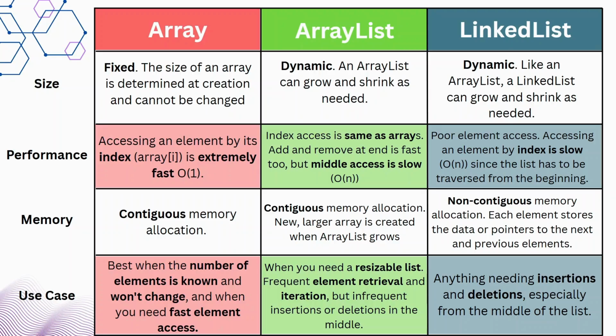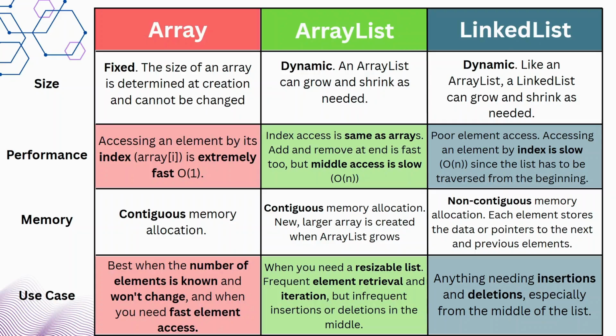Then you should use a LinkedList, which is also dynamic, but it doesn't use a single memory block. Instead, each element stores the data along with pointers to the next and previous elements, hence its non-contiguous memory allocation structure. The pointer structure makes it incredibly fast to insert or delete elements, which is denoted as O(1), especially in the middle of the list because you only change a few pointers and don't have to shift any data. The major trade-off is that element access by index is slow, which is O(n).